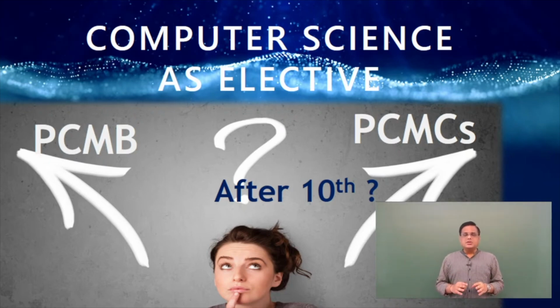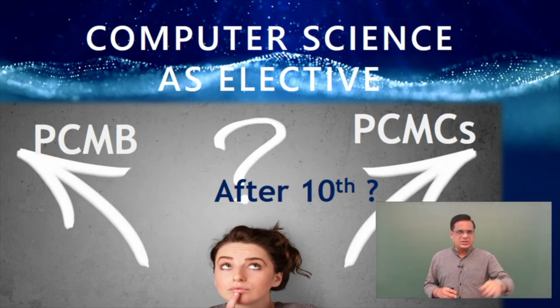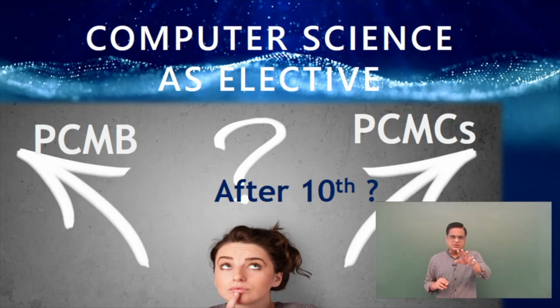See friends, observe, in PCMB, PCM is there. And other than maths, you can still study physics, chemistry, biology and decide your future, as in, you still keep your direction open. I take PCMB in PUC, and then I will decide whether to go to engineering or medicine. Right, that is your choice.